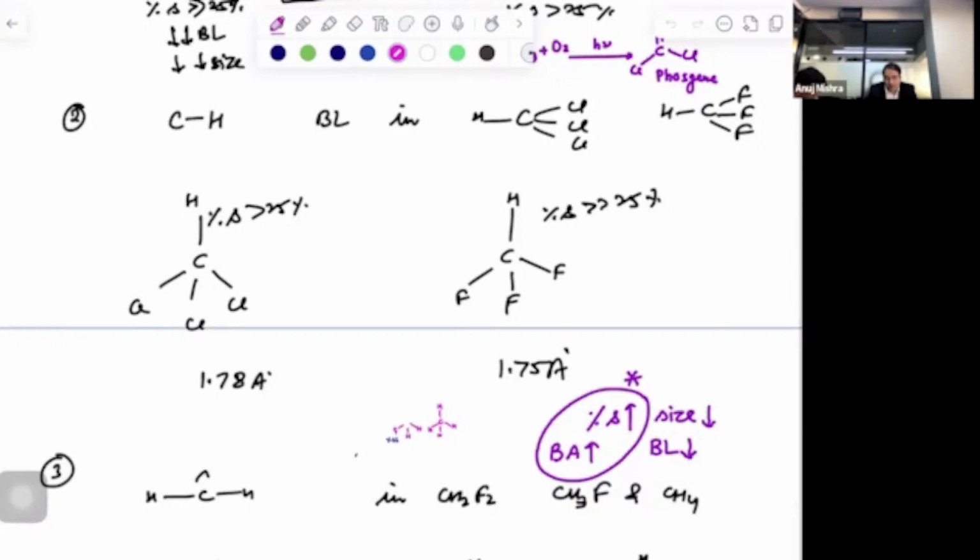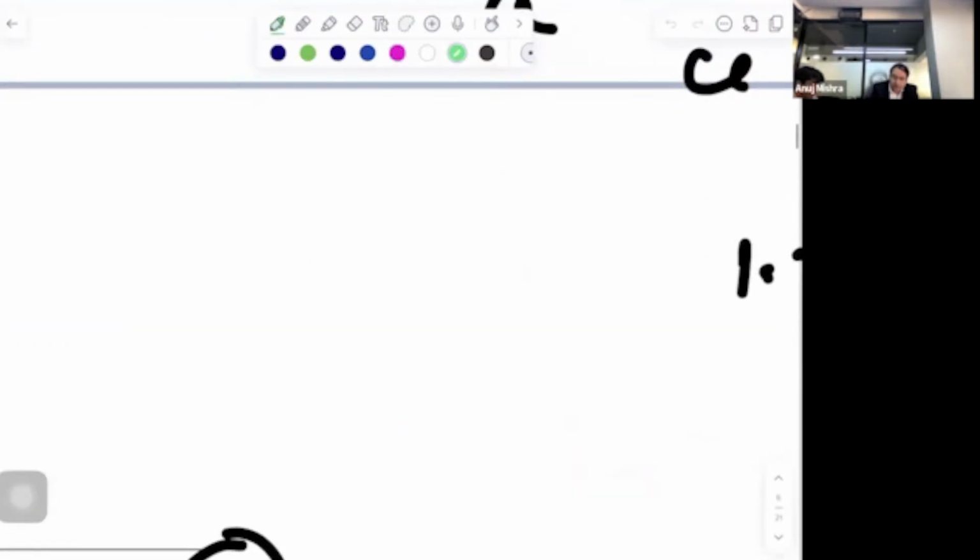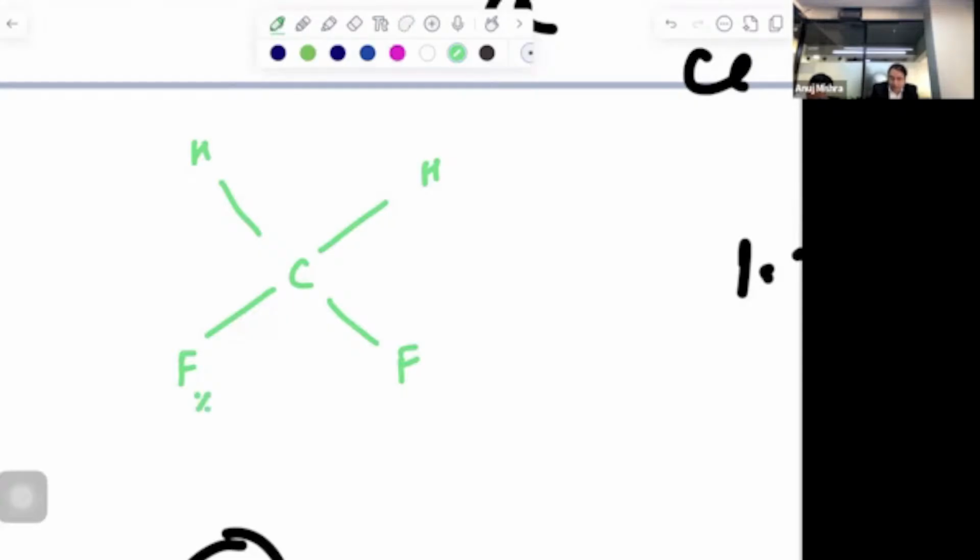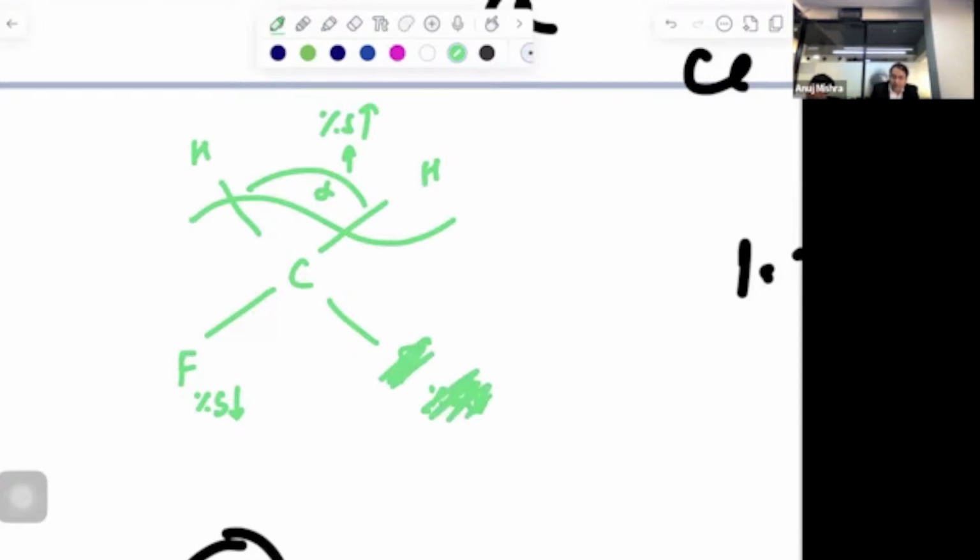What I'm trying to say is, in CH2F2, look at the structure: C, F, F, H, H. Electronegative elements are on the side where percentage s is less. So the other side percentage s is high, so this bond angle will be high. If I remove one fluorine, this increase will be slightly smaller, so this bond angle will be slightly lesser. Is it clear? So now decide your answer.